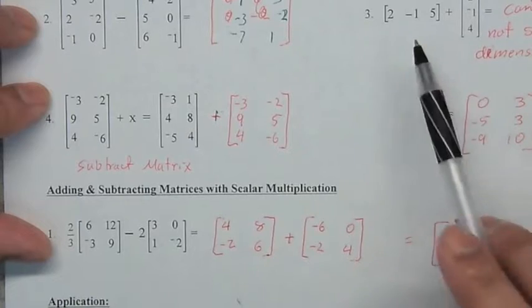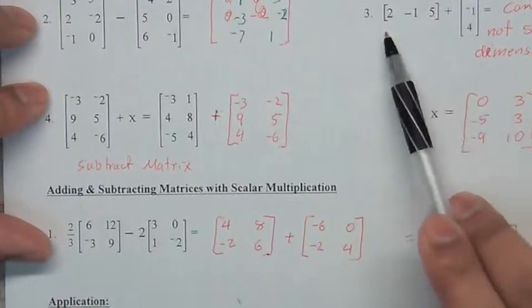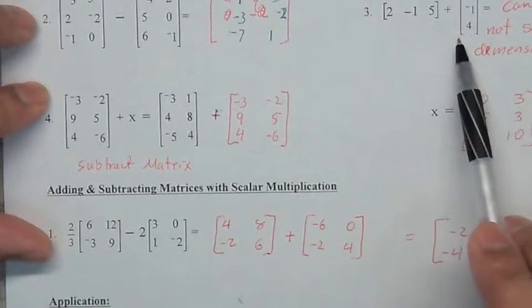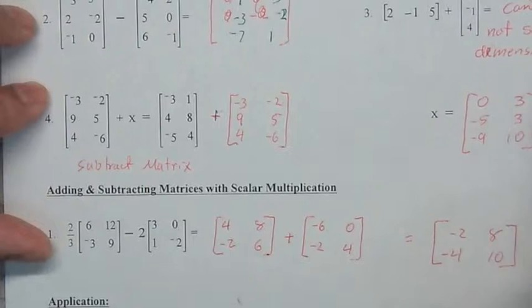Much easier to do. This one right here is a 1 by 3 matrix plus a 3 by 1 matrix. Well, the dimensions are not the same, so we have to say we can't add them. Not the same dimensions, we can't do anything.